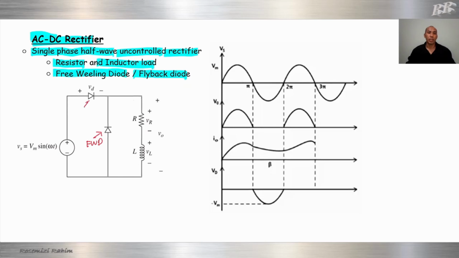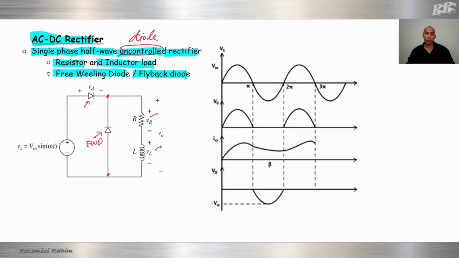This diode is not just a normal diode. We know that for an uncontrolled rectifier, we use a normal diode, just a diode. It's our rectifier. Resistor and inductor, same as the previous video. We use resistor and inductor at the load, and we just connect this diode, the freewheeling diode, in between the diode and the load.